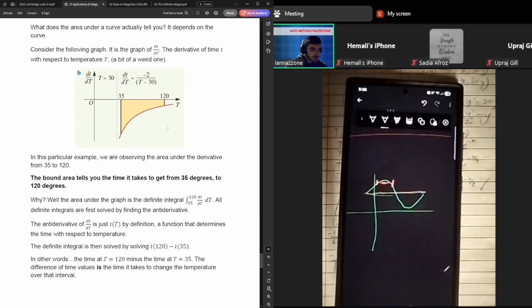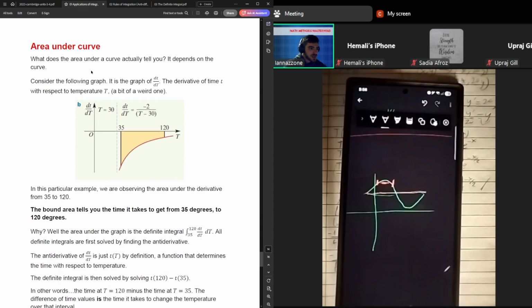All right, last thing up, which is probably one of the weirder things. What does the area under a curve actually tell you? It doesn't always just mean area, although some external responses certainly do it that way.